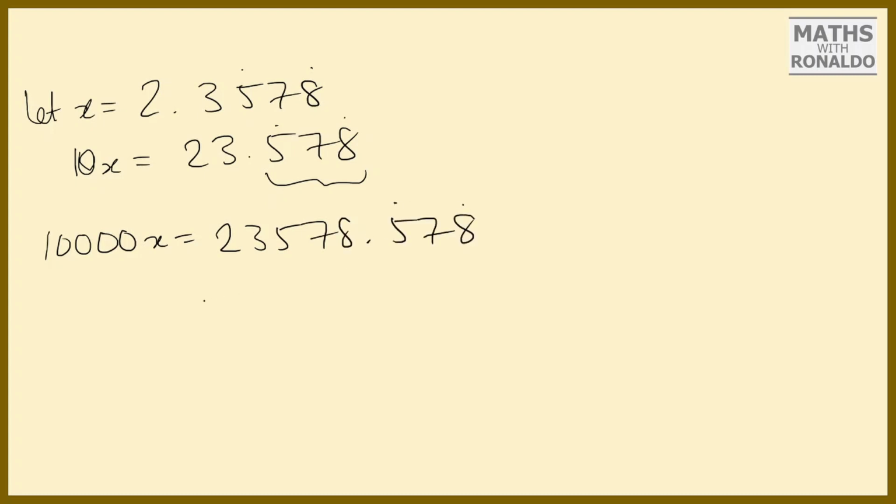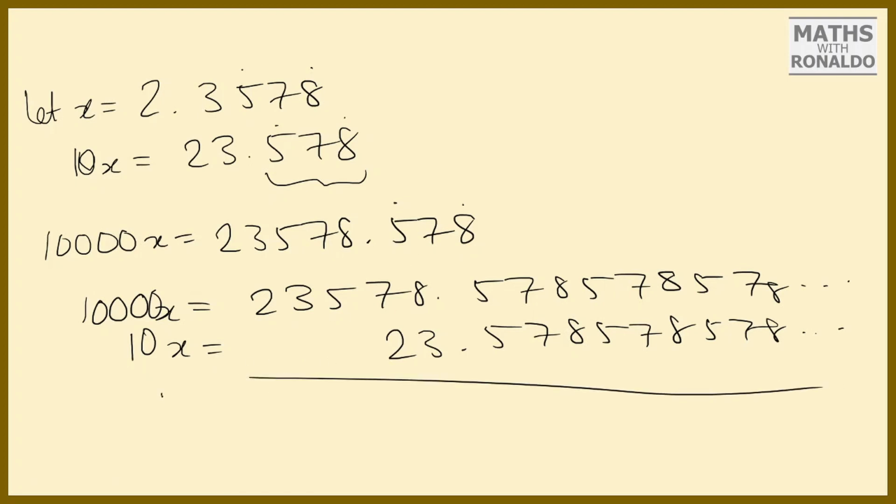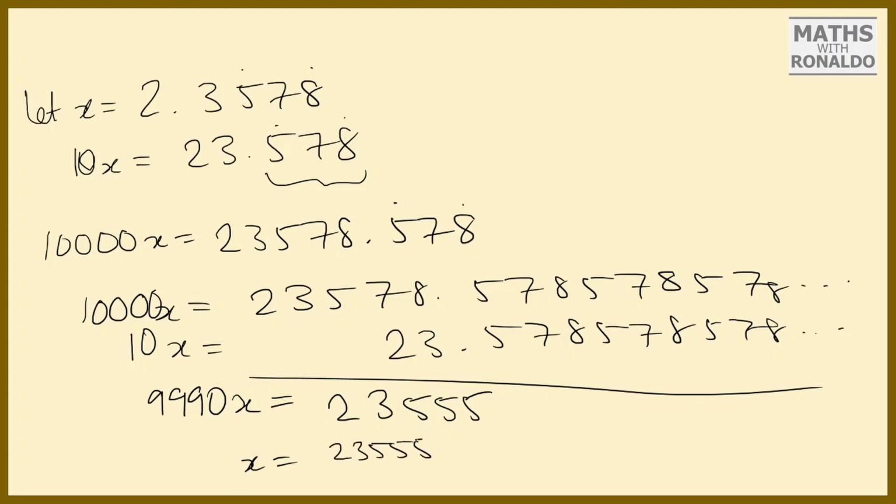23578.578 recurring. And so if we rewrite that here below, 10,000x equals 23578.578578578, and we can say here below 10x equals 23.578578578, and if we take those away, we get 9,990x equals 23555, and x equals 23555 divided by 9,990, and that is the same as the recurring decimal we had at the top here.